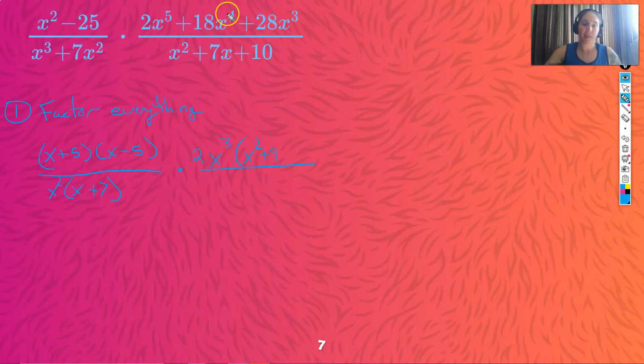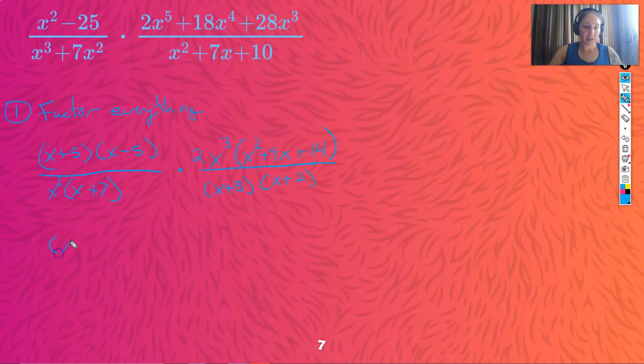If I take an x cubed out of x to the 4th, I'll be left with x. 28, if I take a 2 out, I'll be left with 14. X cubed out of x cubed, that'll give me 1. Okay. And then x squared plus 7x plus 10, that factors x plus 5, x plus 2. Alright. This guy here looks like it can be factored even further.